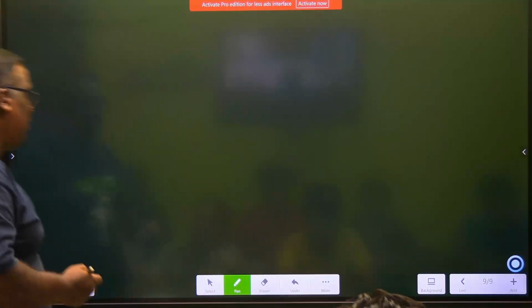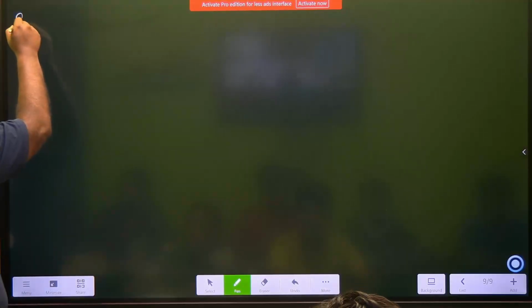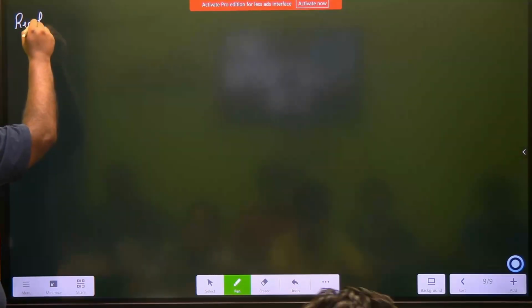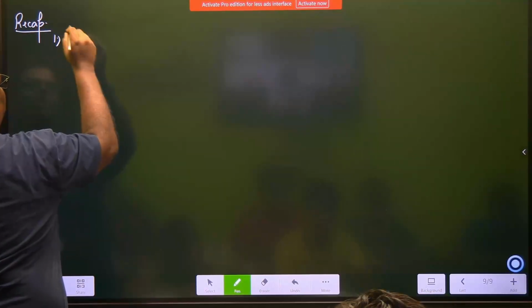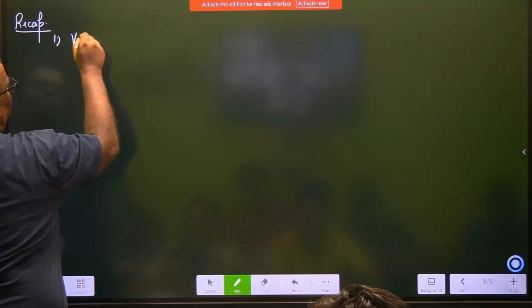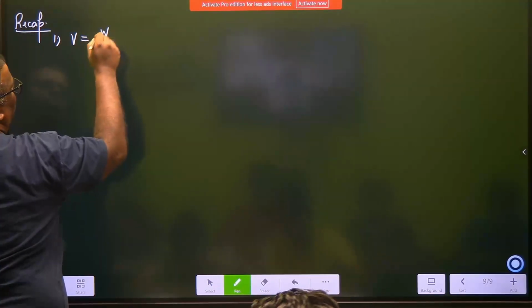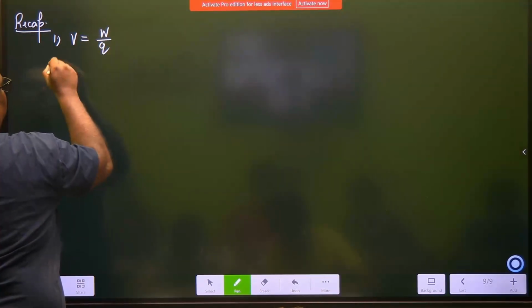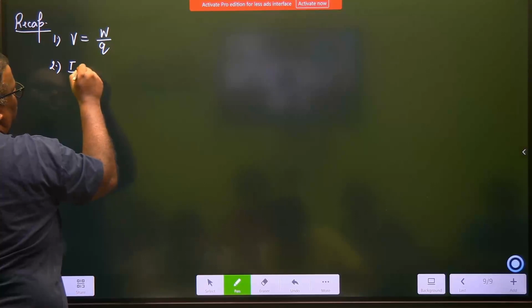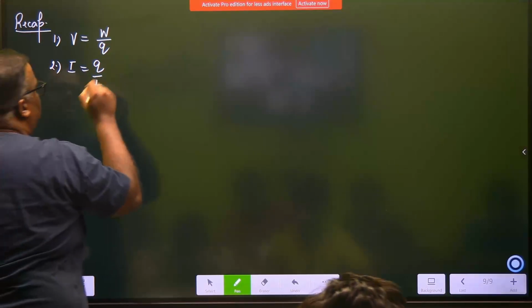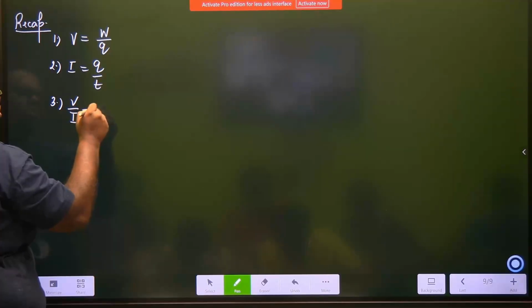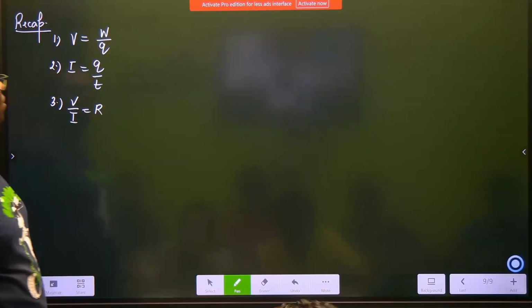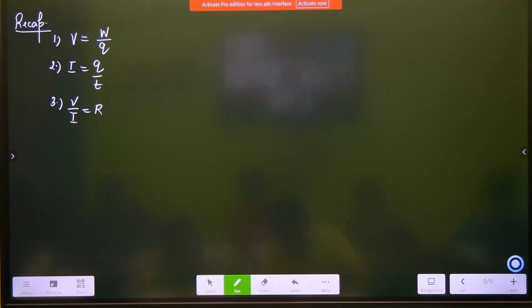We start with a little bit of recap and then we go into our topic. Recap will always be formulas, because we have not done any numerical so far. The first formula: voltage is work done upon charge. Number 2, current is equal to Q upon T. Then the third formula we have now derived is V by I is equal to R, which is Ohm's law. So voltage, current and resistance have all been introduced to us by now.